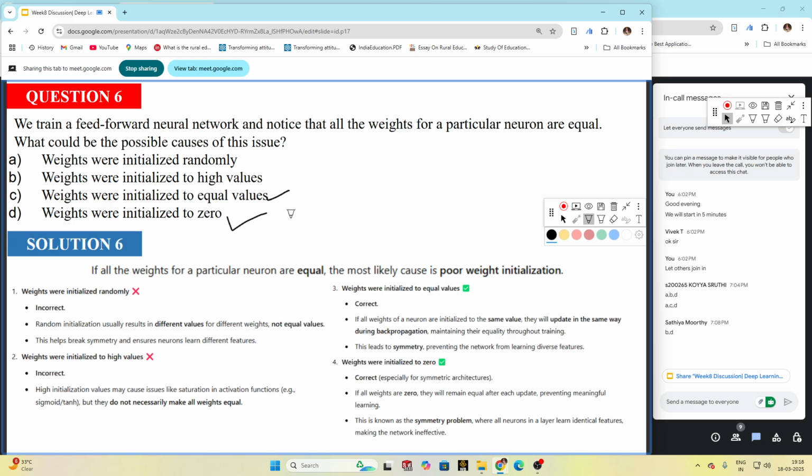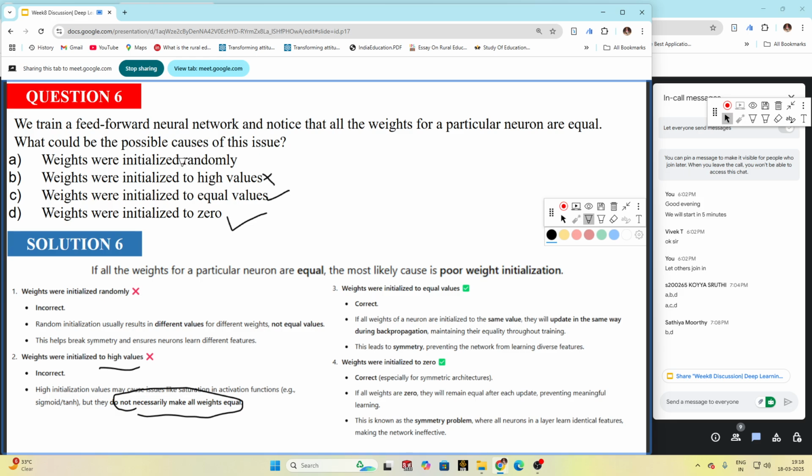Whenever your weights are initialized to a higher value, it can cause saturation, but it does not necessarily ensure that all the weights will be equal, because here it has been told that all the weights of the neuron are equal. During high value initialization, there can be a problem of vanishing gradient, but this does not necessarily ensure that all your weights will be equal. So this is the problem with this statement. So that is why option B is wrong.